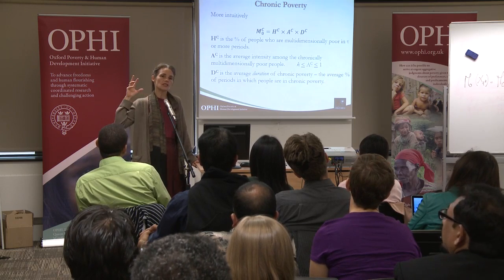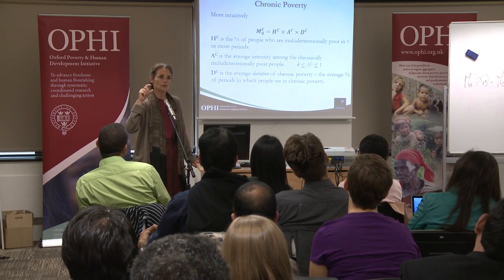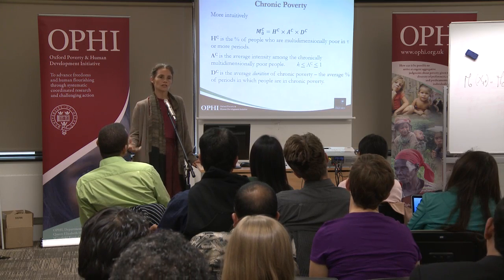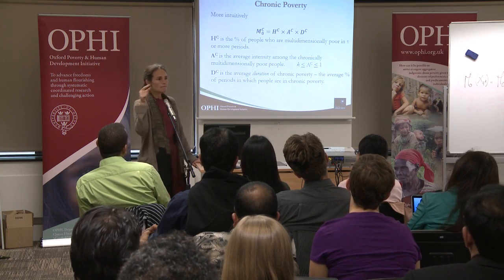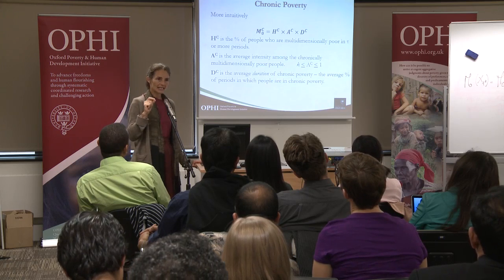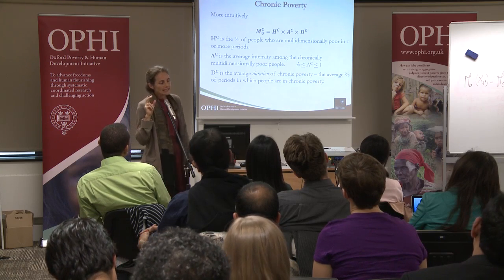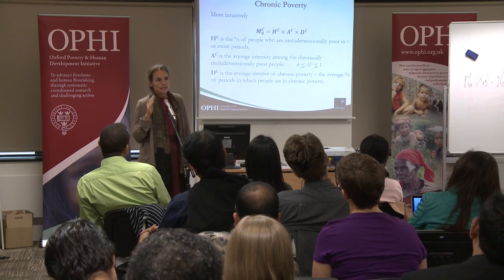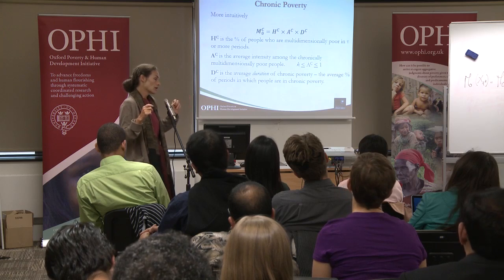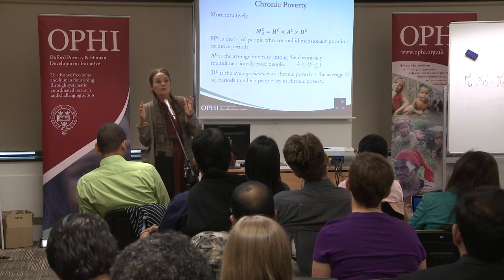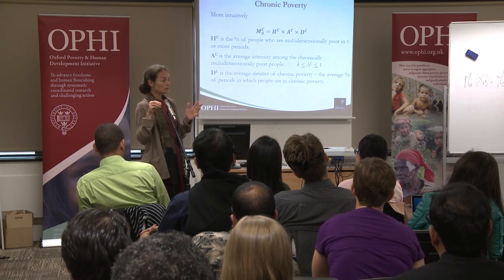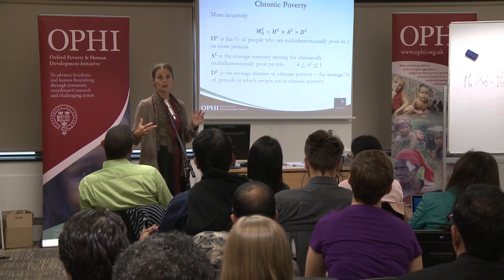So HC is the percentage of this population, remember it's a fixed population, who are chronically poor, according to your tau cutoff. A is, among those chronically poor people, the average intensity. And D is something new. D is the average duration of chronic poverty. That is the average number of periods or proportion of periods in which a person who is chronically poor actually experienced multidimensional poverty.